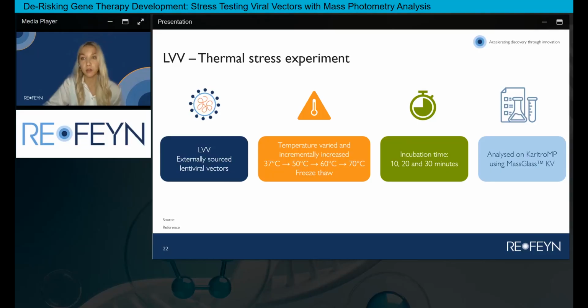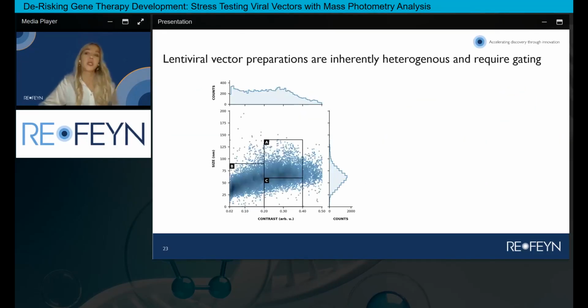And for the analysis, we used our instrument, the macromass photometer Caritra MP, and the Mass Glass KV, which are consumables for the measurement. So it's important to understand that lentiviral vector preparations are inherently heterogeneous, and as such, they do require gating. That gating is determined based on the negative control.